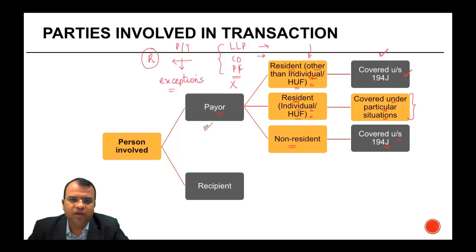Now, we know who has to be the payer. Now, who has to be the recipient? In case of the recipient, it's an easy task.